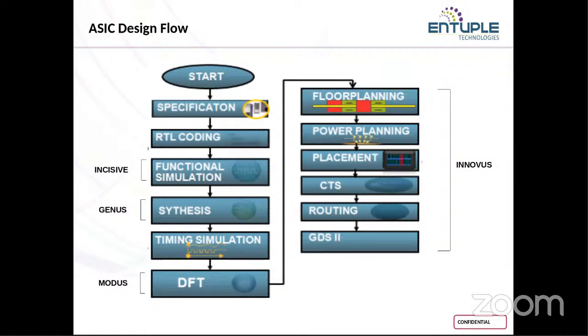Either it is 180 nanometer, or 90 nanometer, or 45 nanometer, or below 45 nanometer. It depends upon the user again. Under whichever technology you are working, according to that technology node, your logic will be mapped to your gate level netlist file. That is where your synthesis process is taken care of.